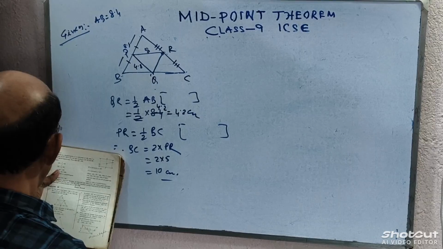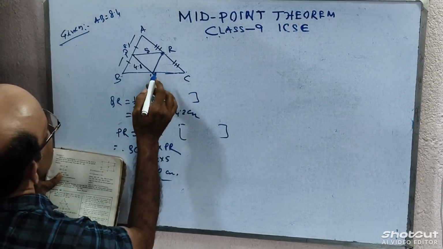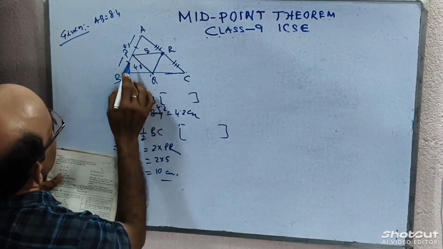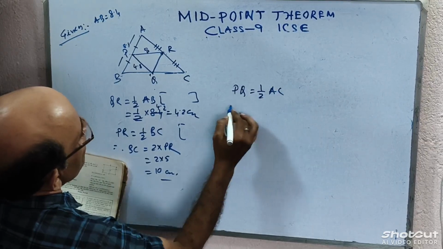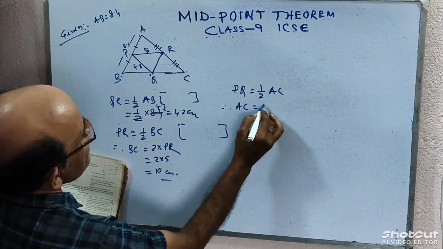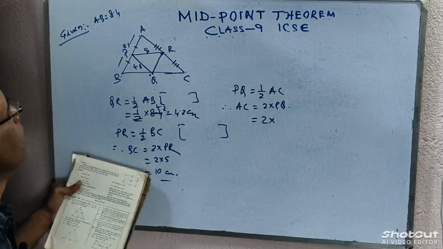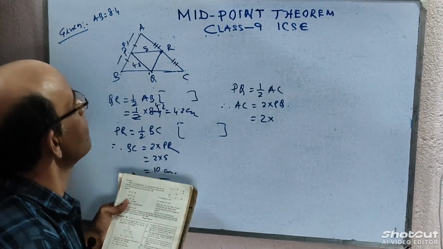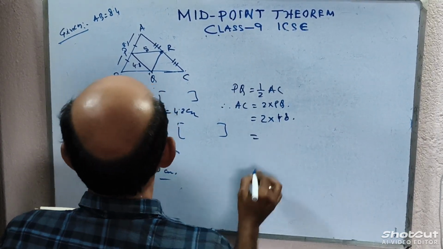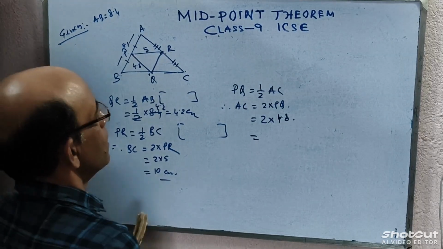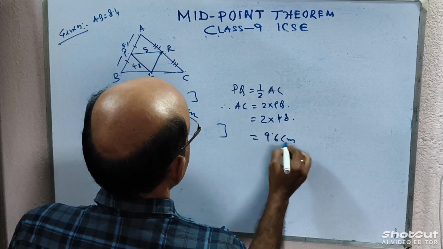QR ফাইন্ড করে দিয়েছি অলরেডি, BC হয়ে গেছে। CA, what is the measure of CA, এটা কত আছে, তার মানে PQ is equal to half of AC by midpoint theorem. Therefore AC or CA same জিনিস 2 into PQ by midpoint theorem. Therefore 2 into PQ 4.8 into 2, 4.8 into 2, 9.6 centimeter.